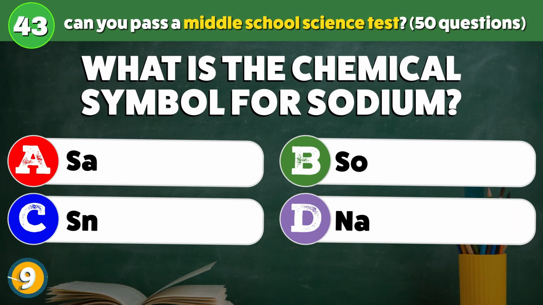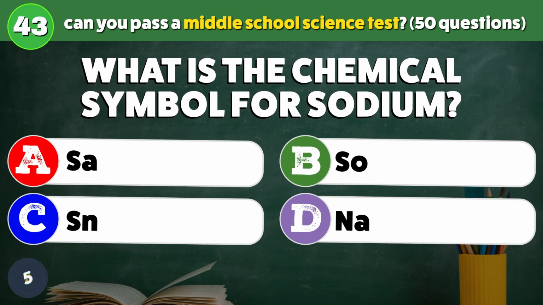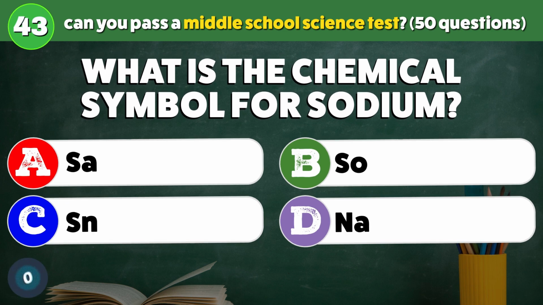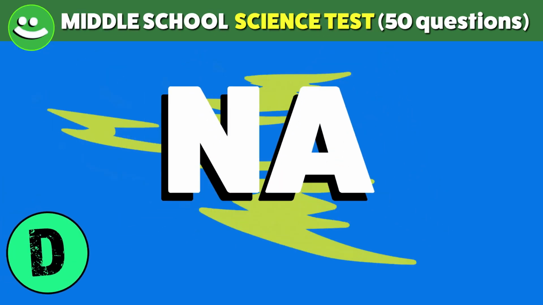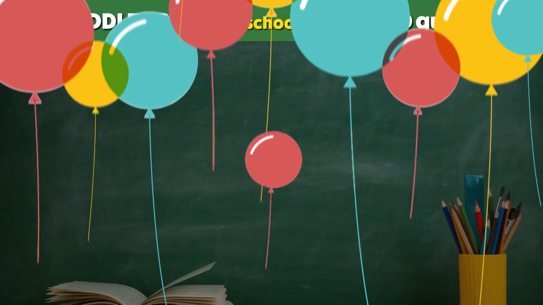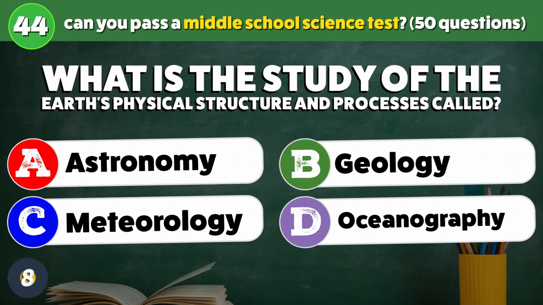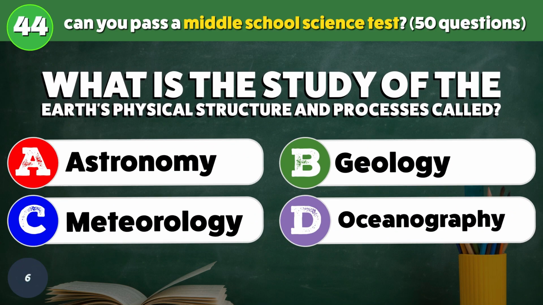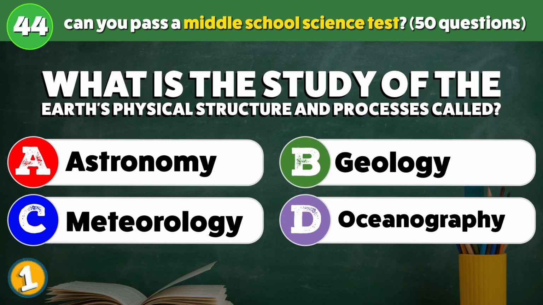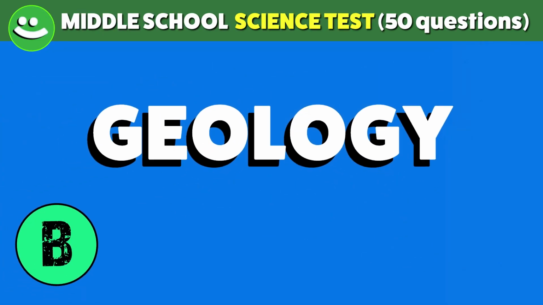What is the chemical symbol for sodium? Is it Sa, SO, SN, or Na? It's Na. What is the study of the Earth's physical structure and processes called? Is it astronomy, geology, meteorology, or oceanography? It's geology.